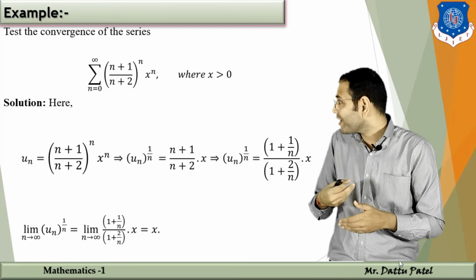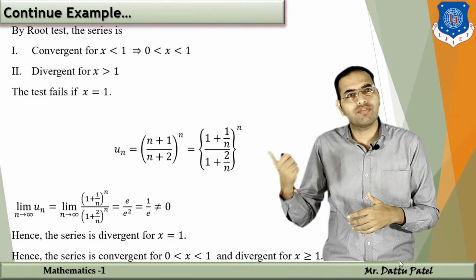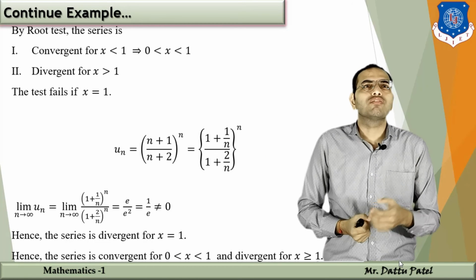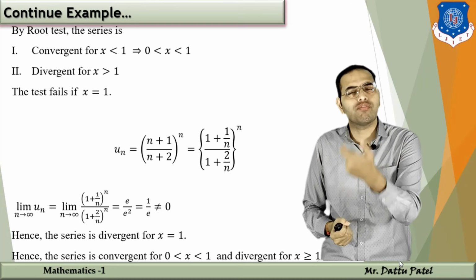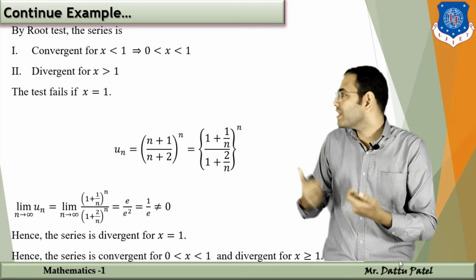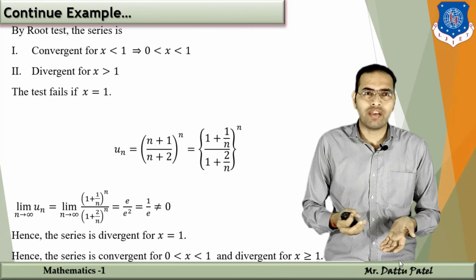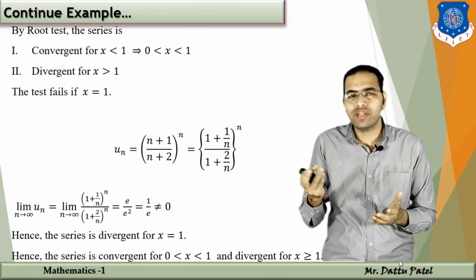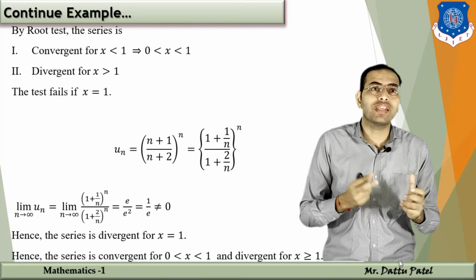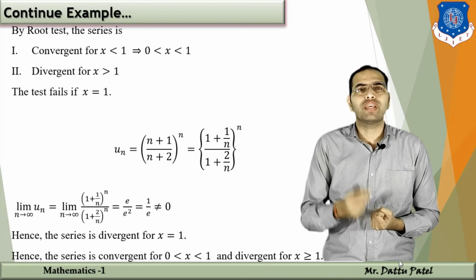We don't know the exact value of x, so we get the result in terms of branches, meaning for what values of x the series is convergent and divergent. According to the Cauchy root test, the given series is convergent for x less than 1, meaning the limit is less than 1. Here we have the condition x greater than 0, so for 0 less than x less than 1 the given series is convergent, and for x greater than 1 the given series is divergent. But what about x equal to 1? For x equal to 1, we cannot say anything about convergence or divergence, meaning the test has failed. Now substituting x equal to 1 in un, it becomes (n plus 1 upon n plus 2) raised to n.